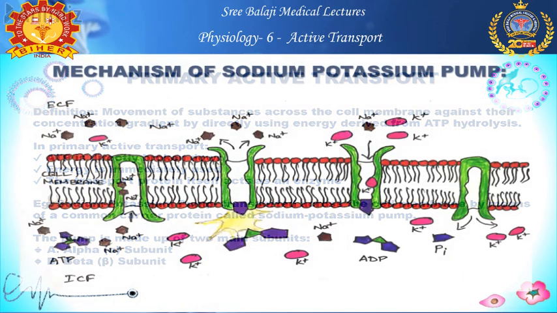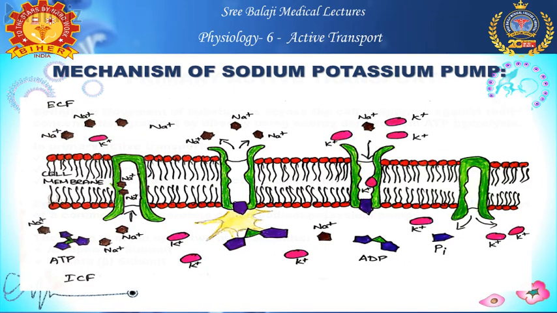Now we are going to see the mechanism of the sodium-potassium pump. With this picture, we'll discuss the mechanism. Initially, the pump is open towards the inside of the cell. In this position, it has high affinity for sodium. 3 sodium ions from the cytoplasm bind to the pump. So 3 sodium attach to their binding sites. Now ATP binds to the pump on the cytoplasmic side. ATP is broken down into ADP, phosphate and energy. The phosphate group attaches to the pump. This provides the energy required for the next step.